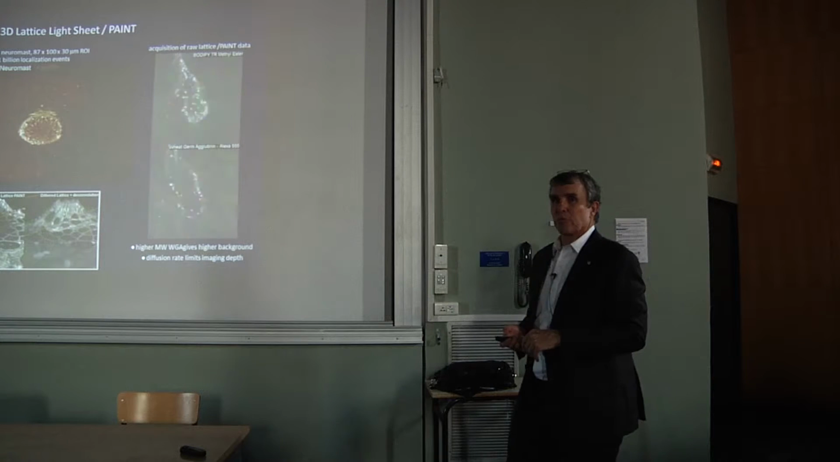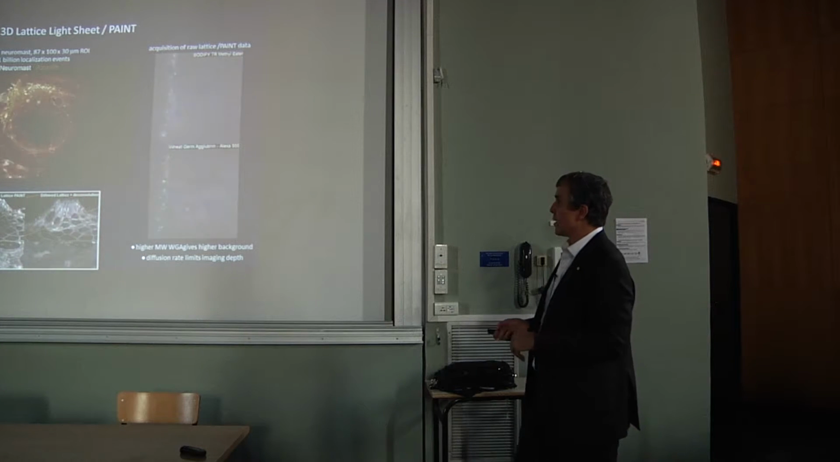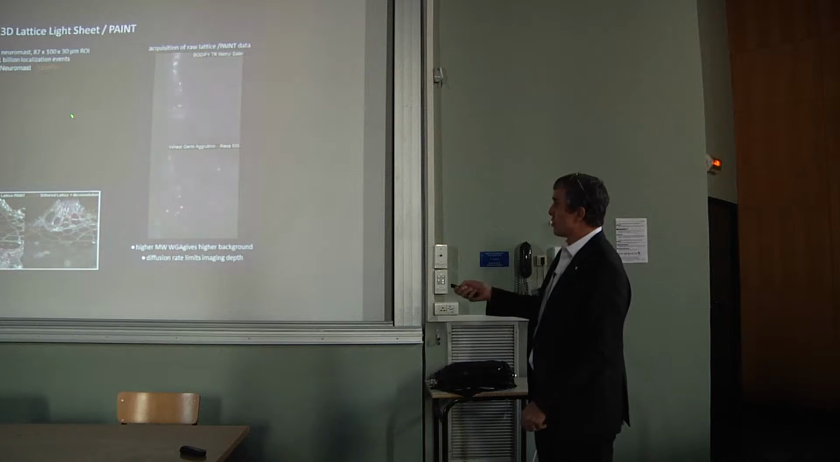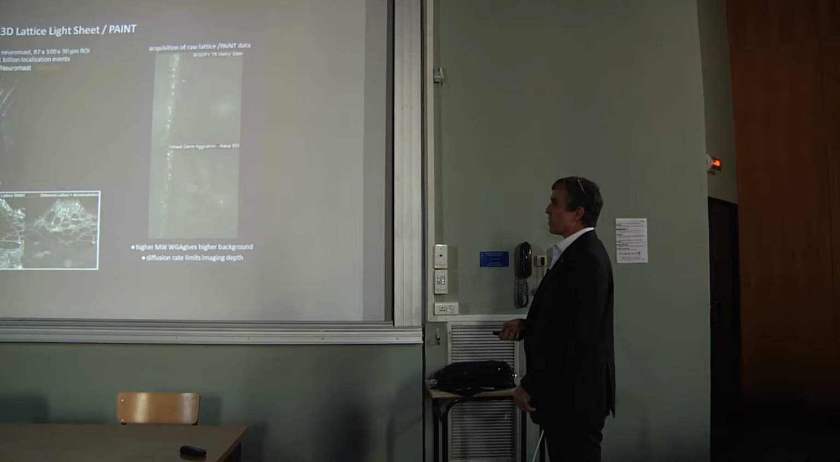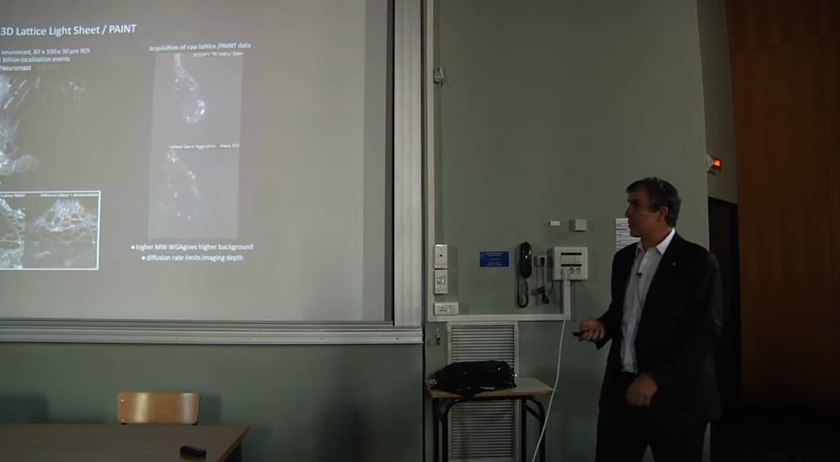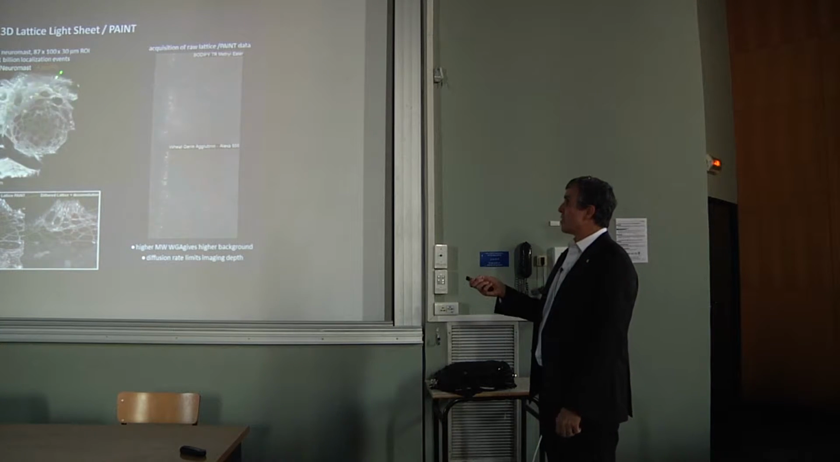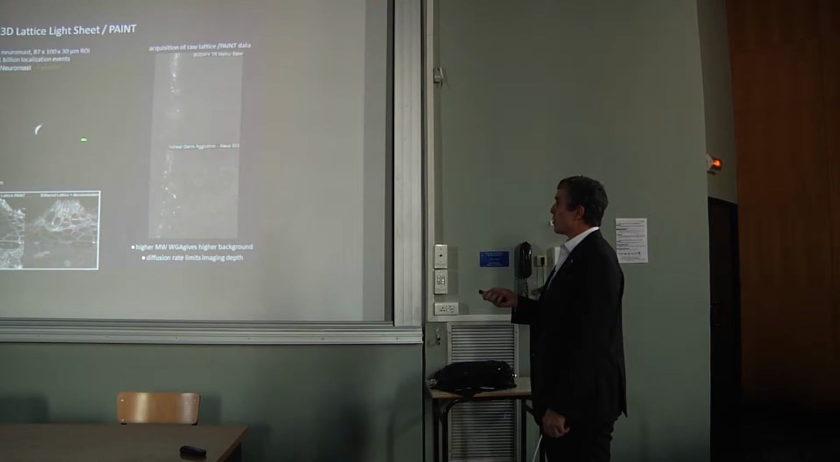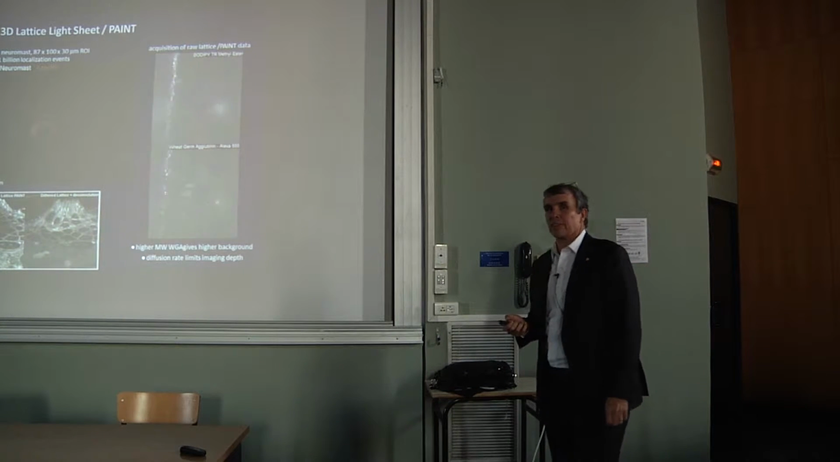So the largest thing we've looked at so far by the lattice PAINT is a whole zebrafish. Not that we've looked at the whole fish, because that's huge, but we've looked at the neuromast organ on the zebrafish along its lateral line. So in this case, we've been able to look about 30 microns deep. In this case, it's about 1 billion localization events.